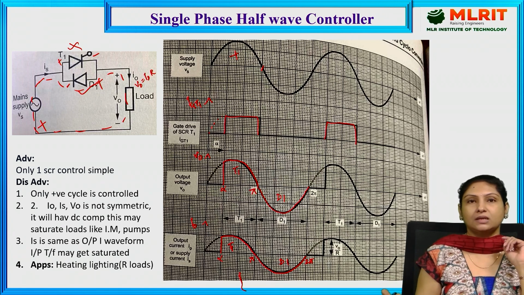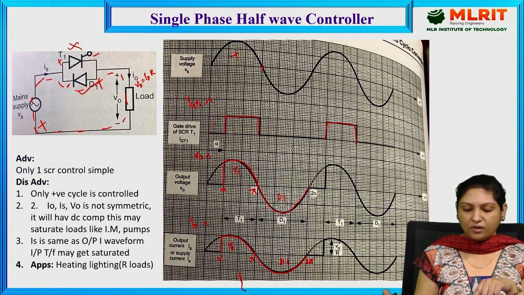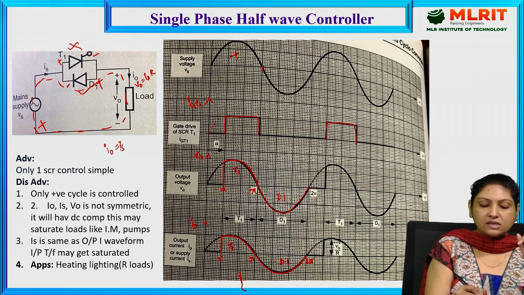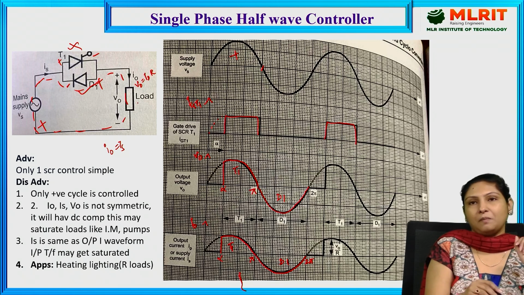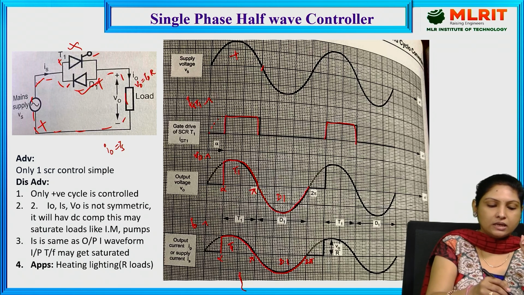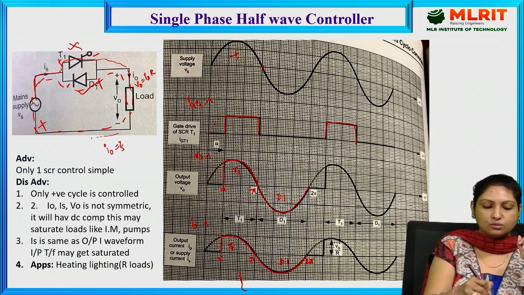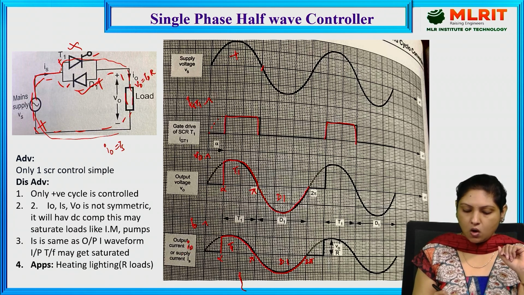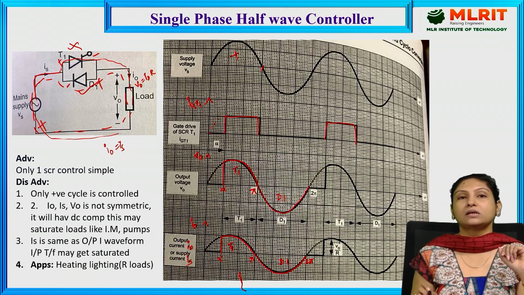So if you see here, the output current waveform is just similar to the supply current, since I0 is equal to Is, because it is the same path. Is is nothing but the output current which is actually flowing through the load. That is the reason the output current and Is are one and the same.